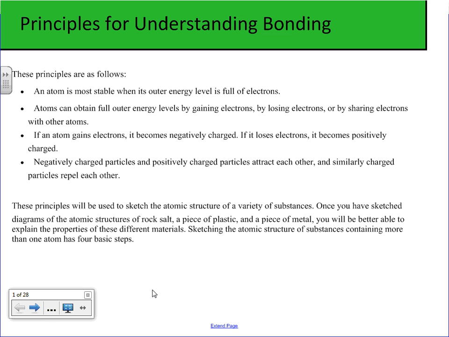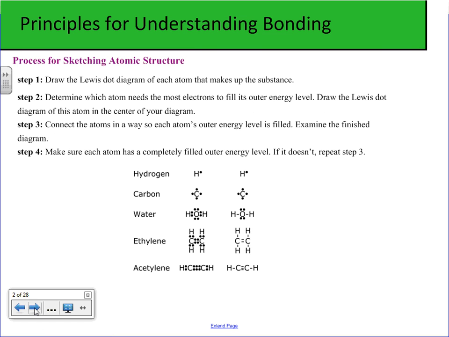Once you have sketched the diagrams of the atomic structures of rock salt, a piece of plastic, and a piece of metal, you will be better able to explain the properties of these different materials. Sketching the atomic structure of substances containing more than one atom has 4 basic steps.